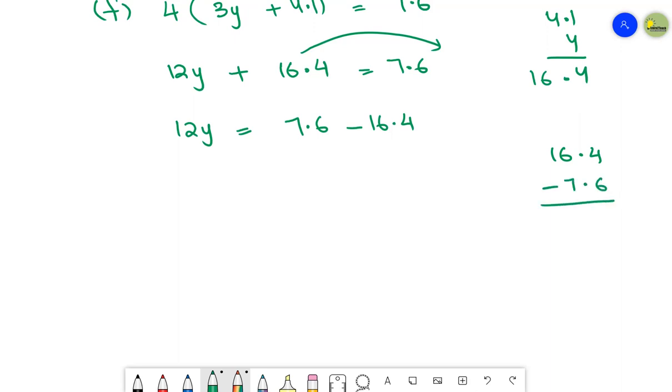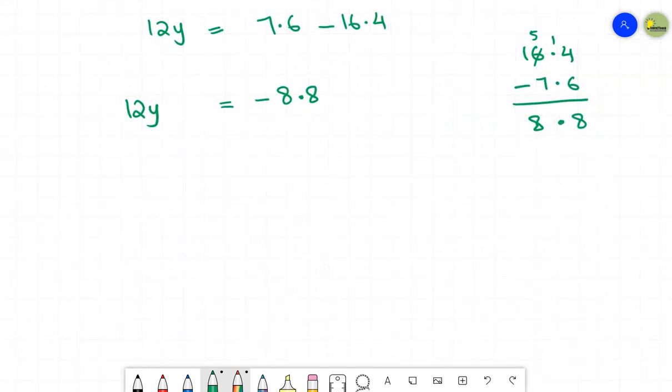subtracting from 7.6. Now 4 cannot be subtracted from 6. You need to have a carry 1. It becomes 14. 14 minus 6 gives you 8. Then you will write a decimal point. This becomes 5 now. 5 cannot be subtracted from 7. You will have 15. 15 minus 7 gives you 8. So it will be 8.8 with a minus sign, and this is 12y. What you need to do, divide by 12 on the other side. It will be minus 8.8 divided by 12.